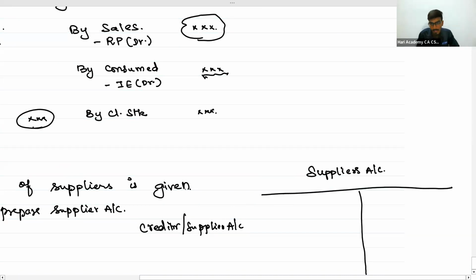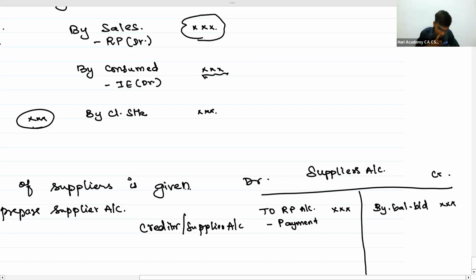First we will prepare, from the receipts and payments account, because it is a supplier, it is a payment which I need to make to the supplier. I will write it on the debit side. Now on the credit side, I will write down my opening balance on creditors. Here I will write down my closing balance on creditors.